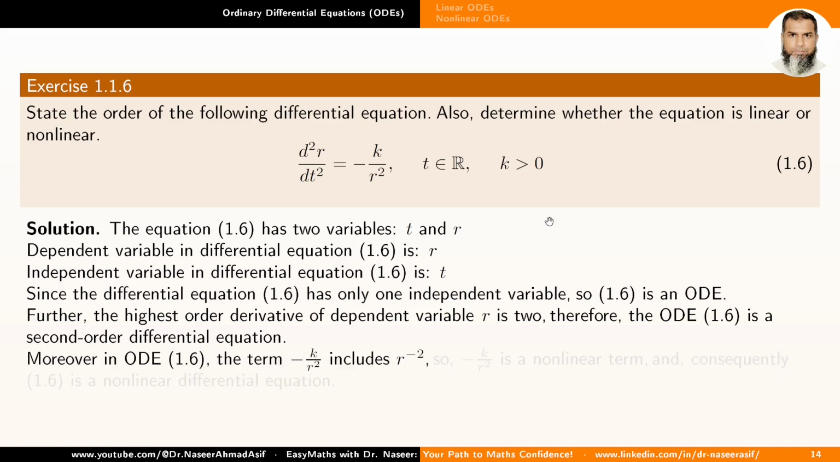Moreover, in ODE 1.6, the term minus k over r square includes r exponent minus 2. So, minus k over r square is a non-linear term, and consequently 1.6 is a non-linear differential equation.